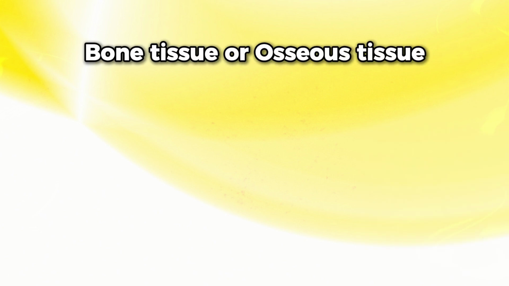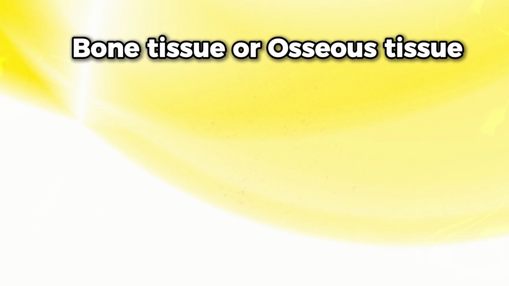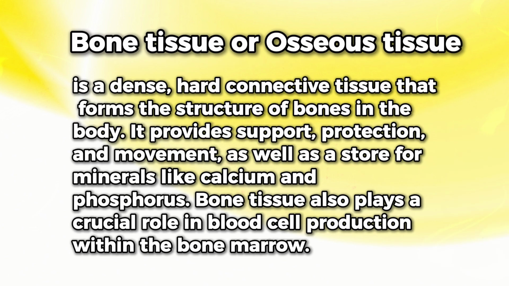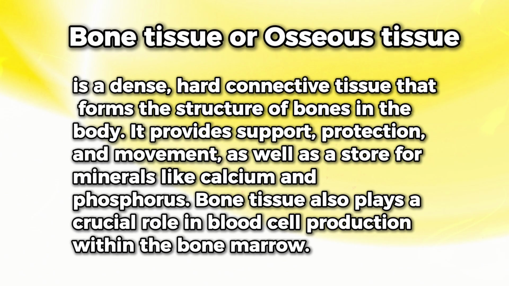Bone tissue, also known as osseous tissue, is a dense, hard connective tissue that forms the structure of bones in the body. It provides support, protection, and movement, as well as a store for minerals like calcium and phosphorus. Bone tissue also plays a crucial role in blood cell production within the bone marrow.